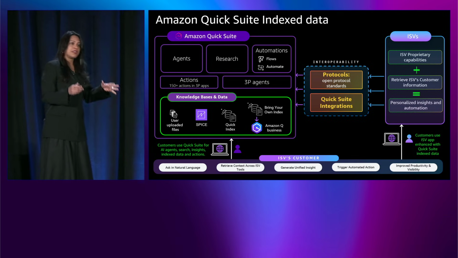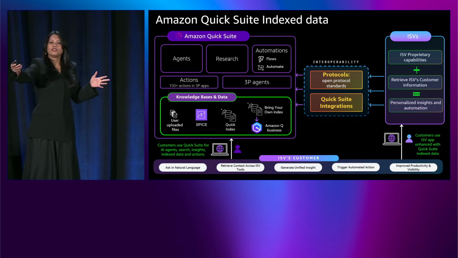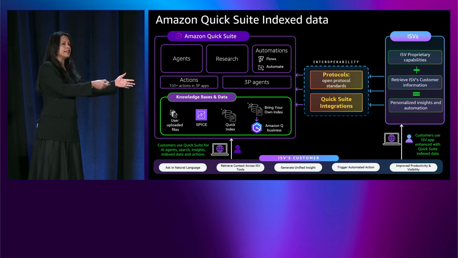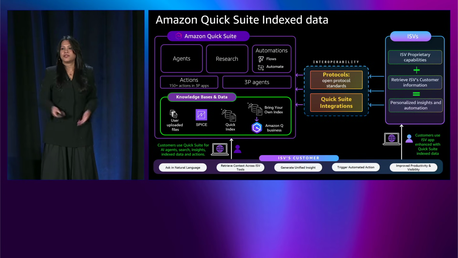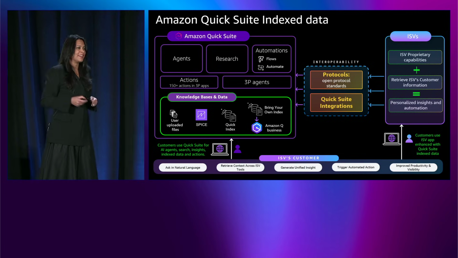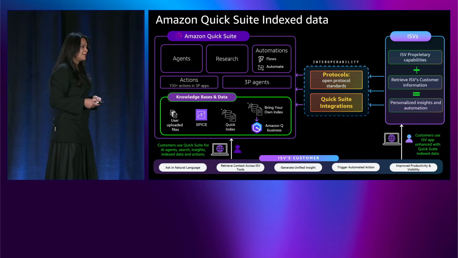So customers have index data. Your SaaS application now can combine this index data with the live data and can give the end-to-end context to your customer. So they get the clarity and the context.